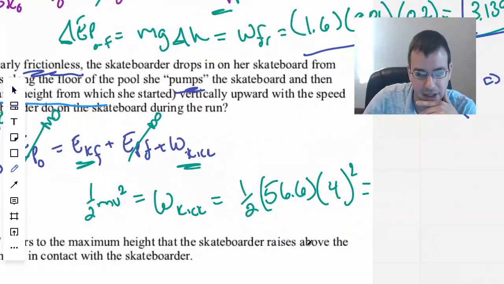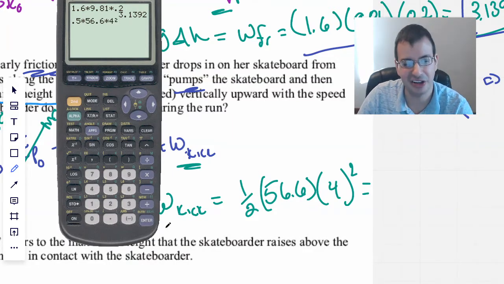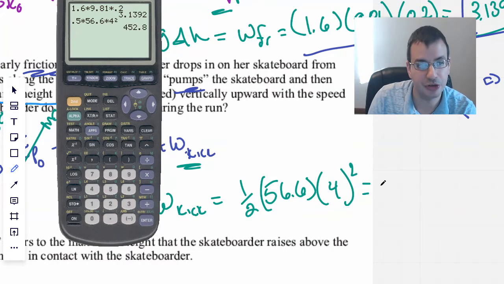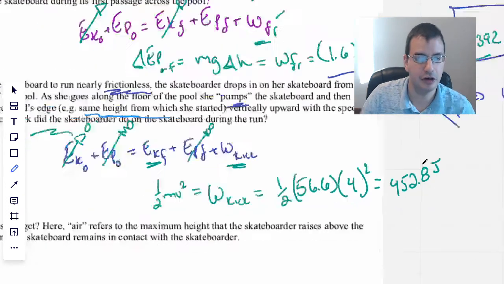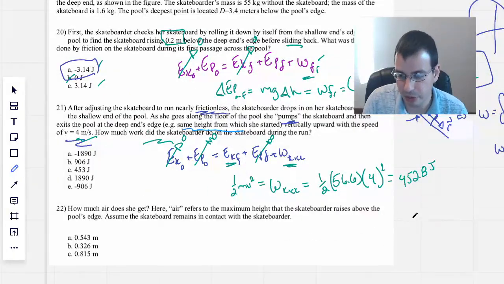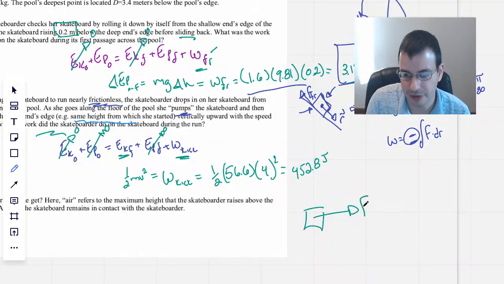So I'm just going to go straight to my calculator. We have 0.5 times 56.6 times 4 squared, I guess I could have done 16, equals 452.8 joules. And then if you look at the skateboarder at any given point, the force to propel it forward will be in this direction, so it'll be force due to kicking. And then the motion will also be this way.